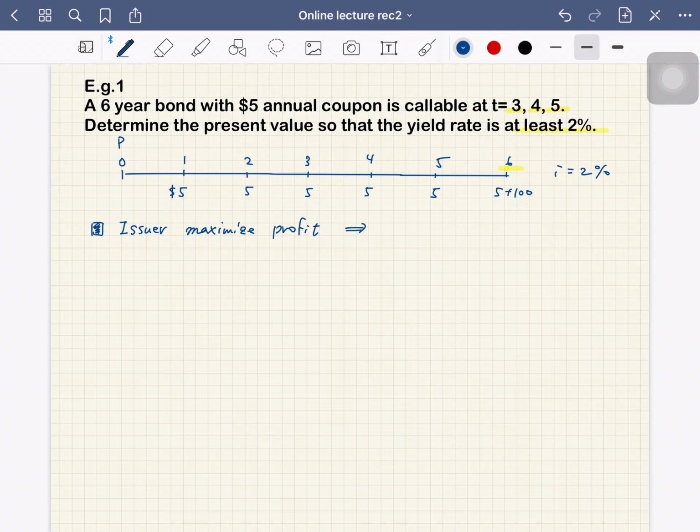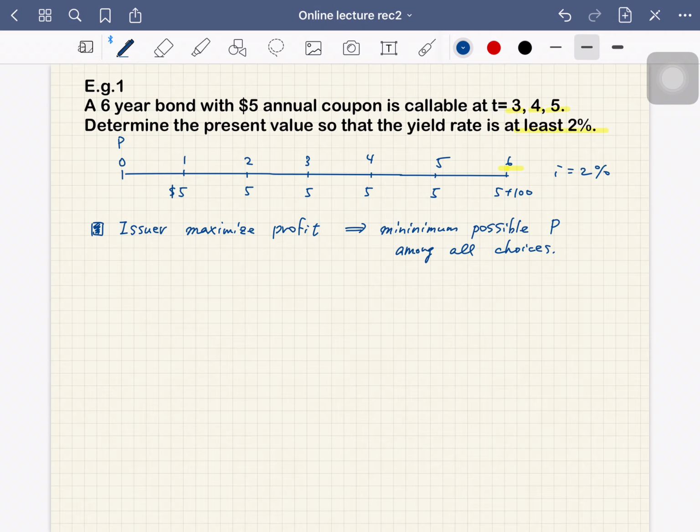So determine the minimum value. Minimum possible P among all options, all choices. So we have 4 choices, so we just compare those 4.